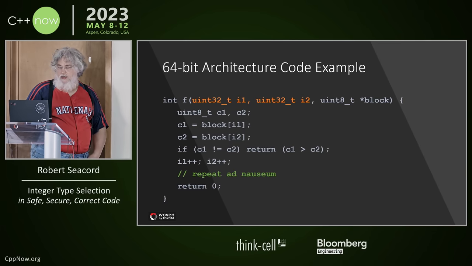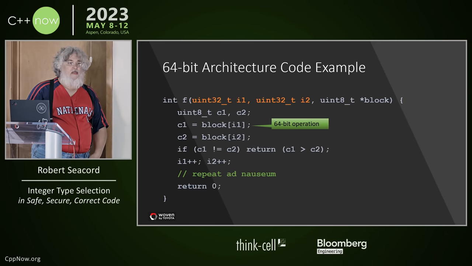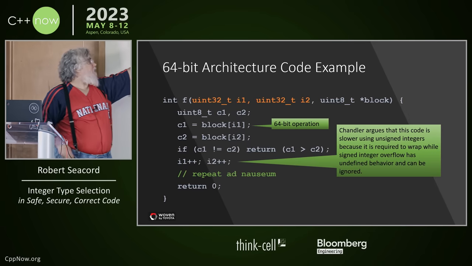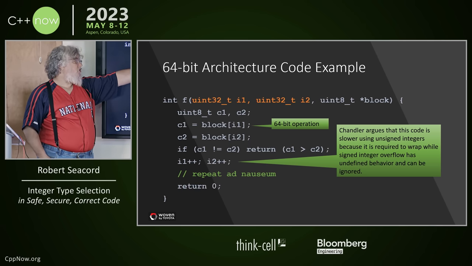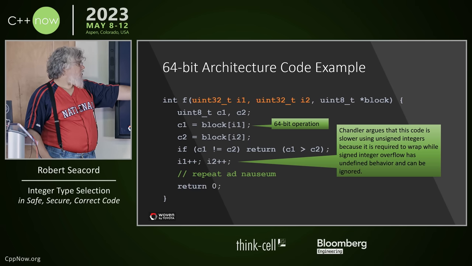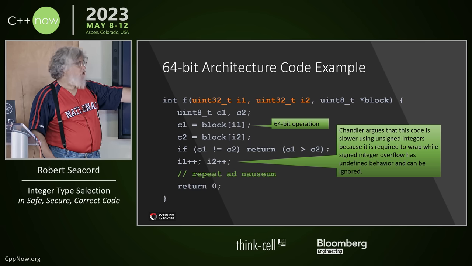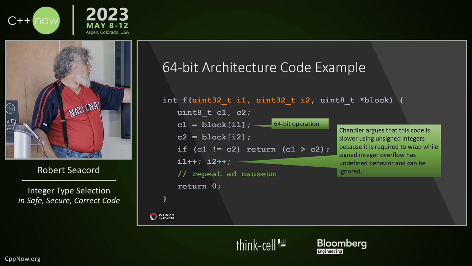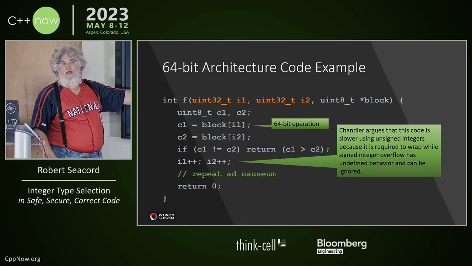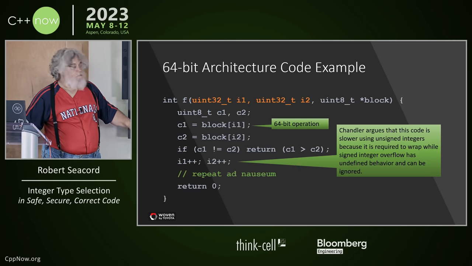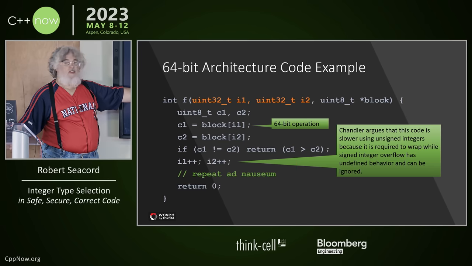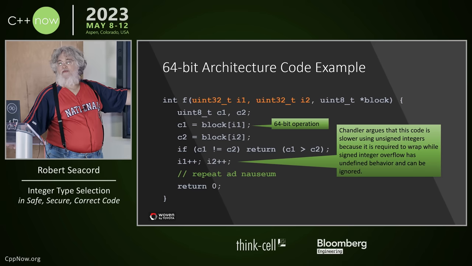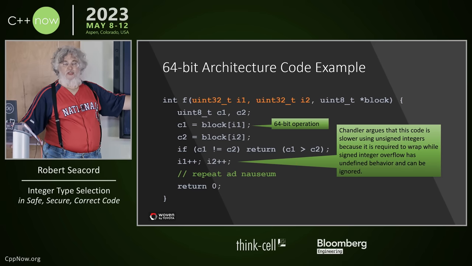And so Chandler said, if you use signed integers, this will be faster. His argument was, okay, we're passing in uint32_t, an unsigned 32-bit integer. This is an addressing operation, so it's going to be a 64-bit operation. These operations here are 32-bit operations and required to take place in 32 bits. And because they're unsigned, you have to get the correct wraparound behavior. So Chandler argued that you've got to do the same operation twice, once in 64 bits and once in 32 bits with wraparound, and therefore unsigned integers would be slower than signed integers.